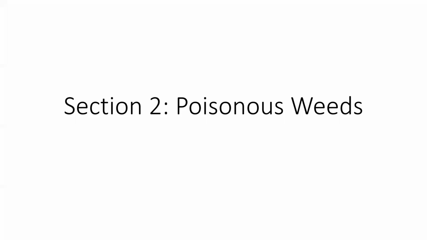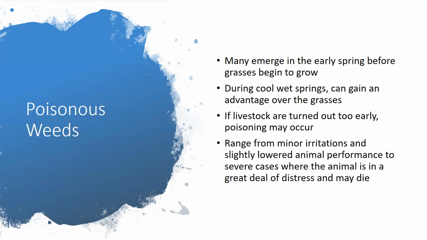Hello everyone. Now moving on to section 2, we're going to be looking at poisonous weeds. So some background on poisonous weeds. These are plants that emerge in the early spring before grasses begin to grow. These can take advantage of cool, wet springs. Since it's cool and wet, other grasses usually aren't going to grow as well, but poisonous weeds for some reason will be able to thrive with this.